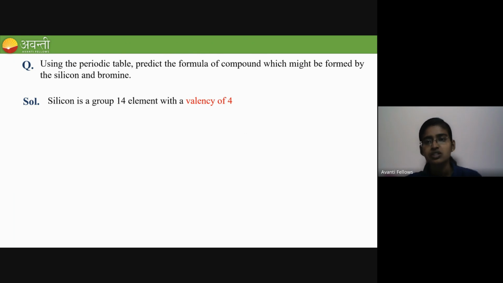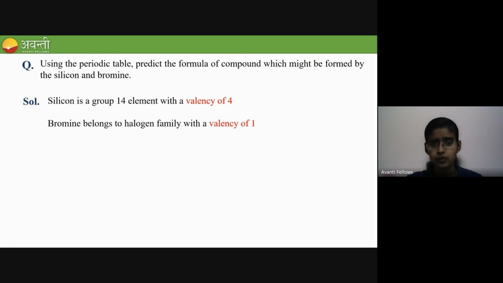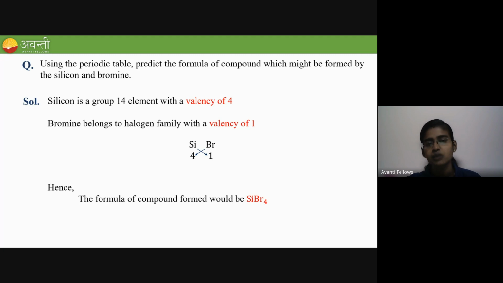And the valency of bromine. Bromine belongs to halogens, right? Group 17. So the valency of group 17 is 1. Now silicon is 4 and bromine is 1. Now just cross multiply. That means the compound should have 1 silicon and 4 bromine. So what could be the formula? SiBr4. This is how we find the formula of the compound from the elements that are being combined.